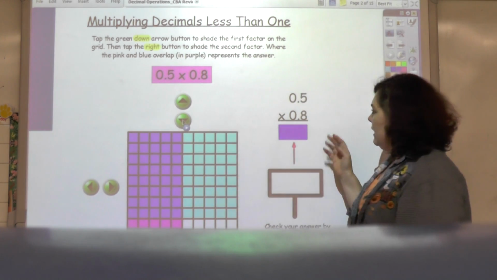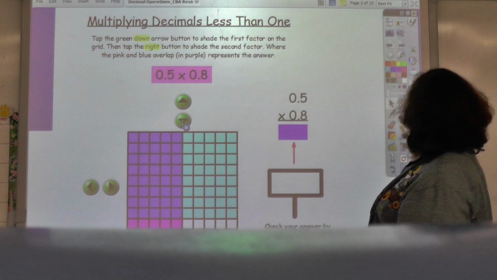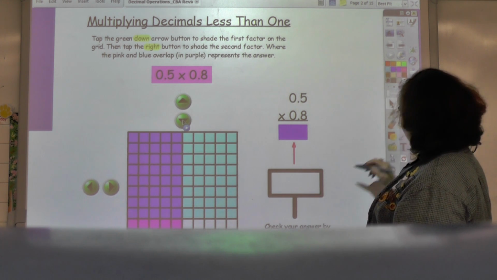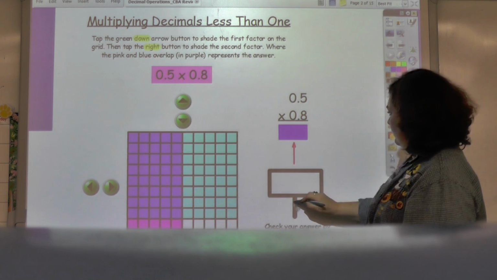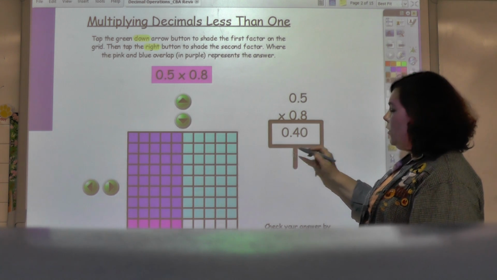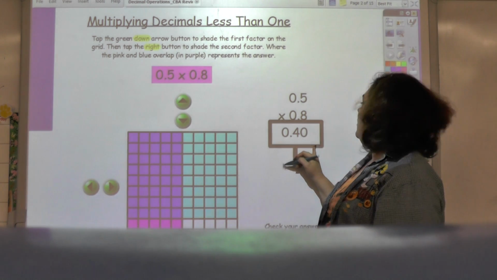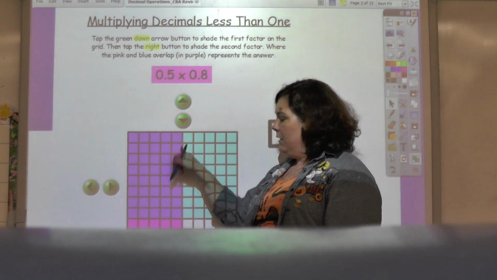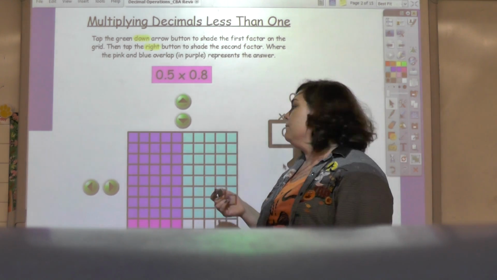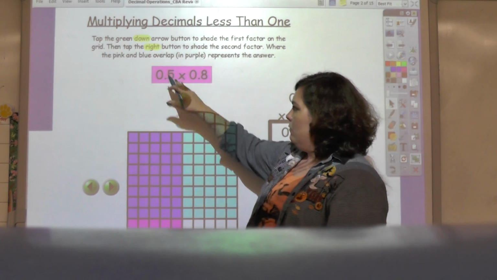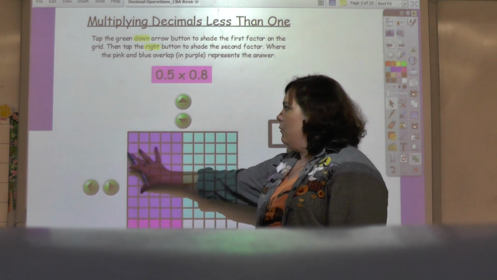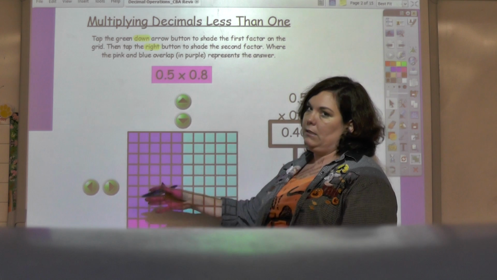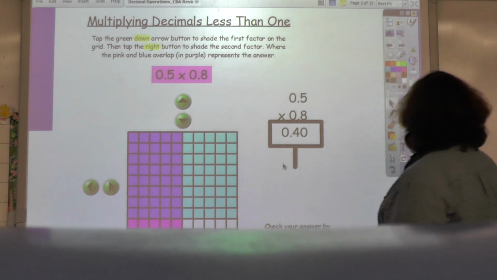And so if we're looking at this, 5/10 times 8/10 is 40 hundredths, or 4/10. And if we count all of these shaded squares, we'd get 40. So just know that one number comes straight down, one number comes straight across, and what's double shaded is your answer.